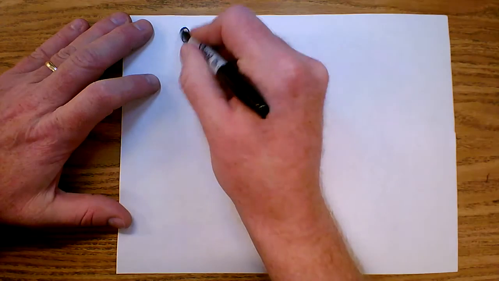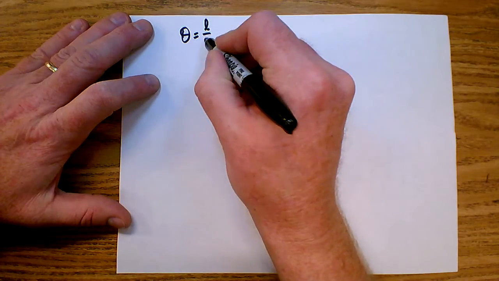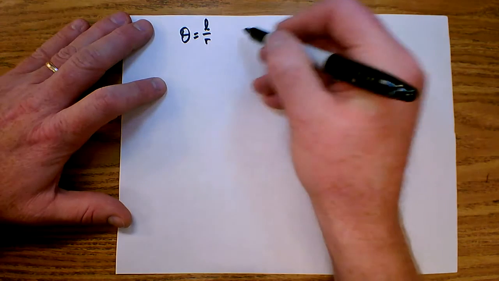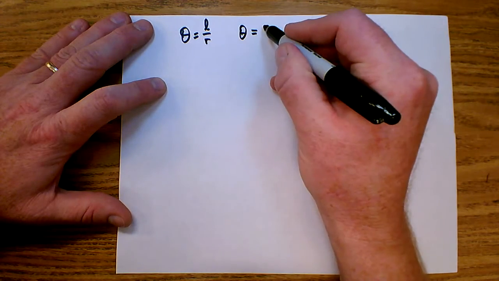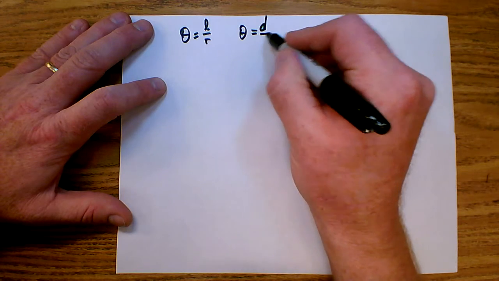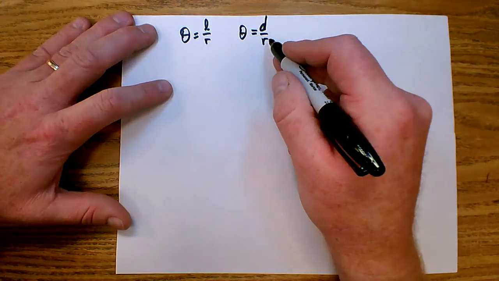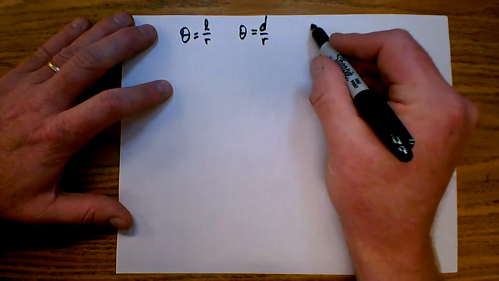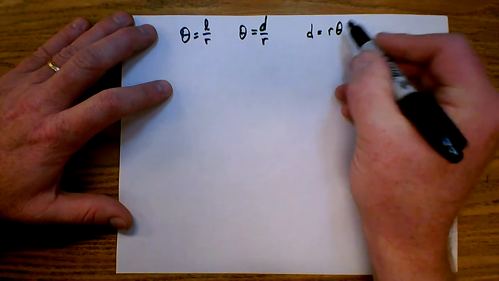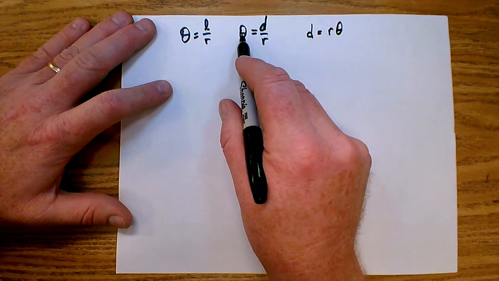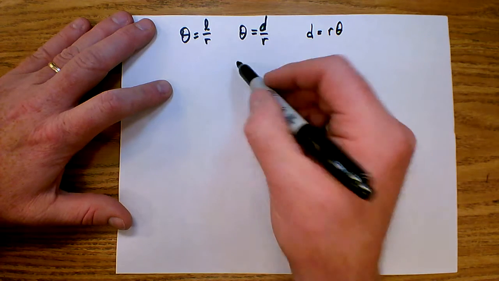So remember, we had found that theta is equal to arc length over radius, or we could think of arc length as being a linear distance. So I could call this a linear distance, let's just say d over r. We usually use L for arc length, but we could use d. In other words, d is equal to r times theta. Now, what happens when I divide by time?